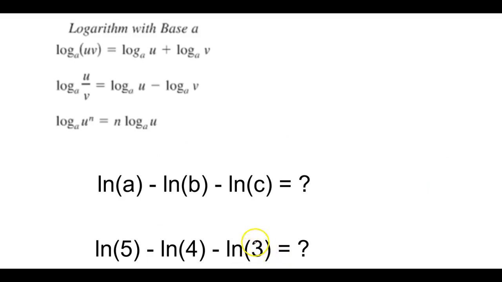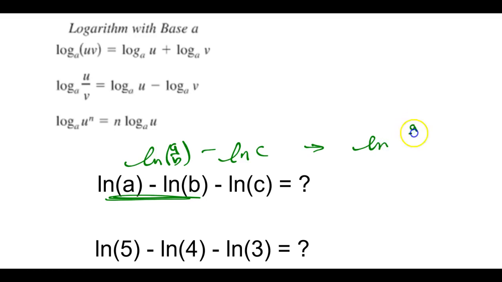There it is again. I mean, I suppose we could do it step by step. This is the natural log of a divided by b, and then I'm going to subtract the natural log of c. And that means the natural log of a divided by b, all divided by c. And so the hard part is, well, what do you do with that? It's called a compound fraction.